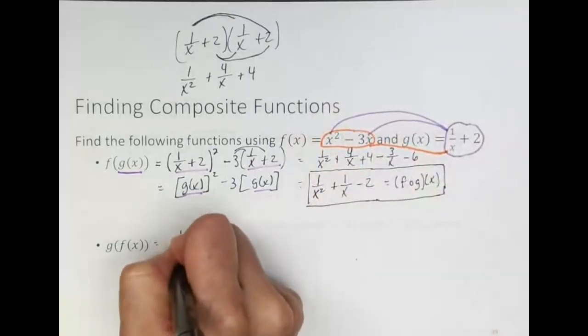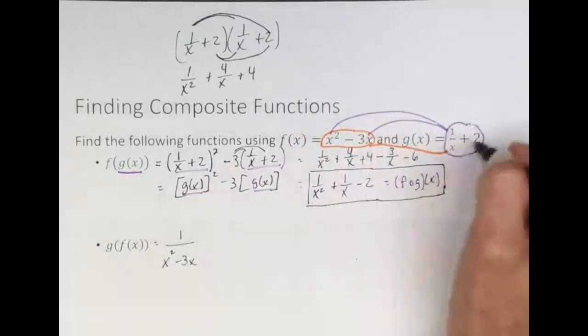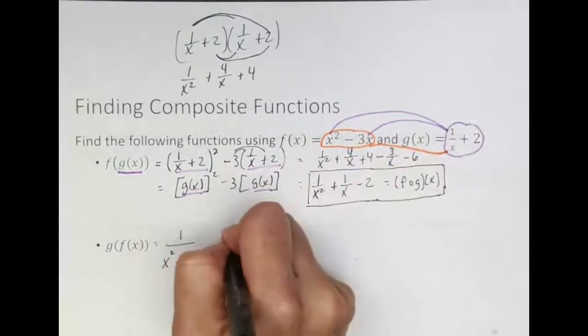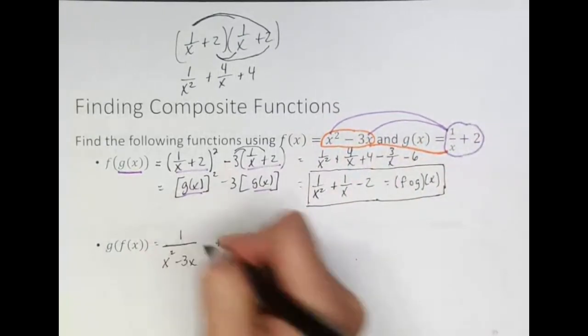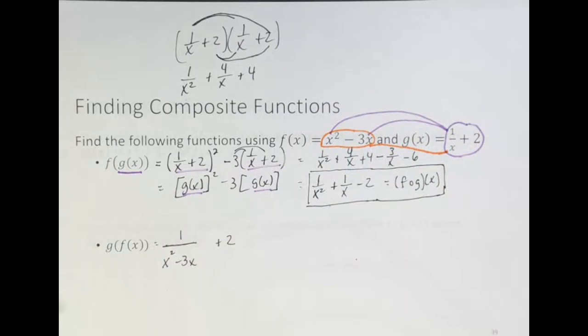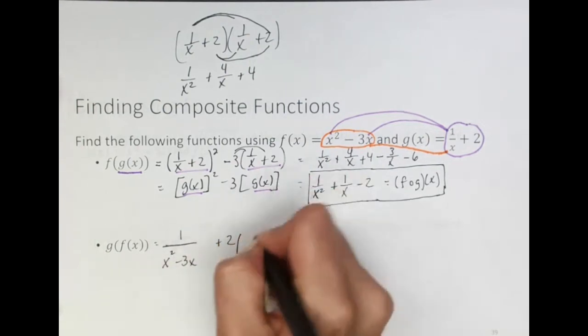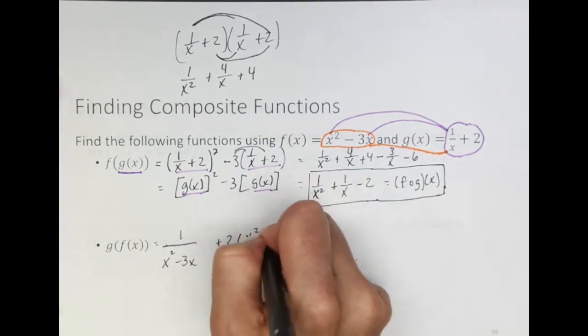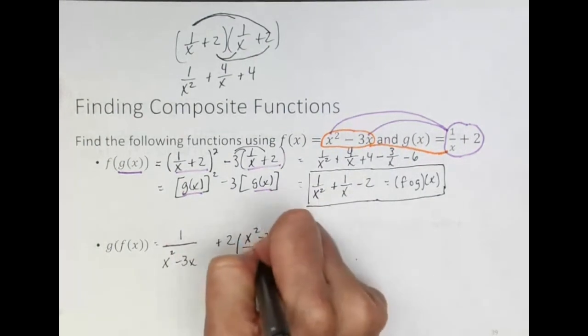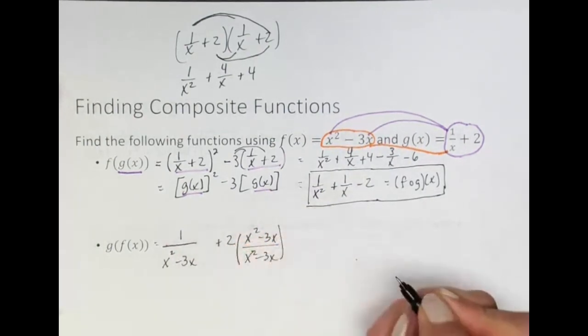So 1 over x squared minus 3x, but then I also have that plus 2 at the end. Okay? That's not too ugly. I might just leave that as it is. If I wanted to make it one rational expression, combine the two terms, I could multiply that 2 by x squared minus 3x over x squared minus 3x.